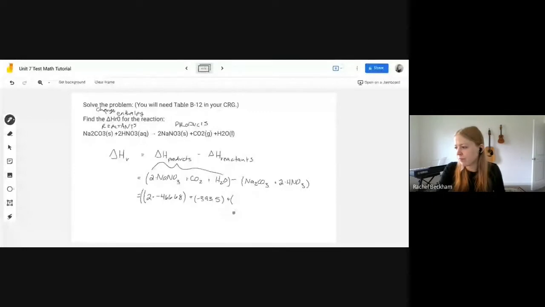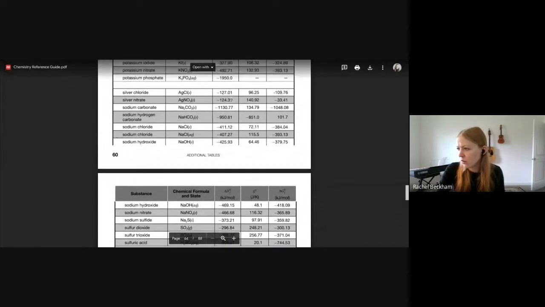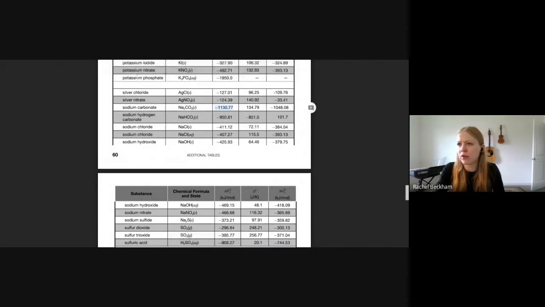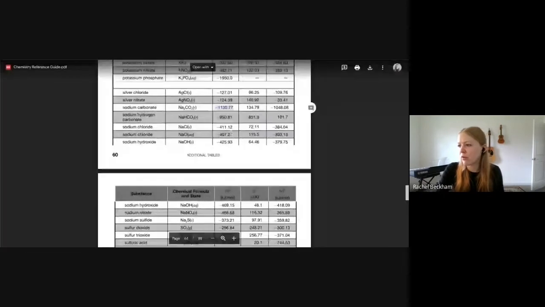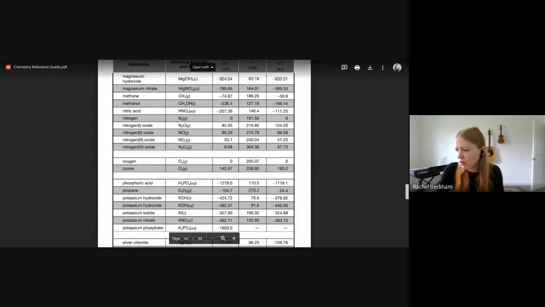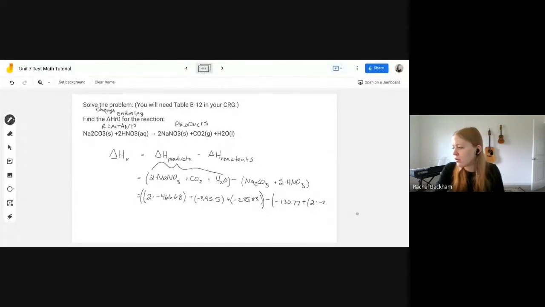285.83. Negative 285.83 minus, and now I do the reactants, the Na2CO3, which is right here, 1130.77 plus 2 times the HNO3, the nitric acid. So HNO3, negative 207.36. Negative 207.36. I'm running out of space here.